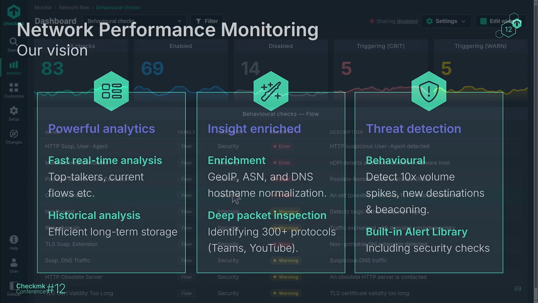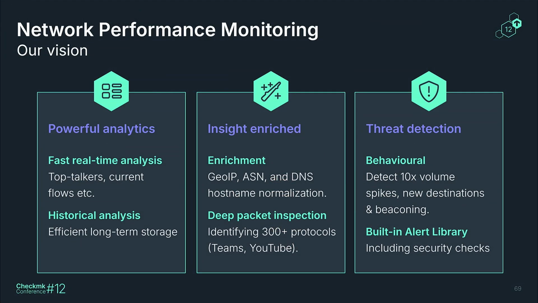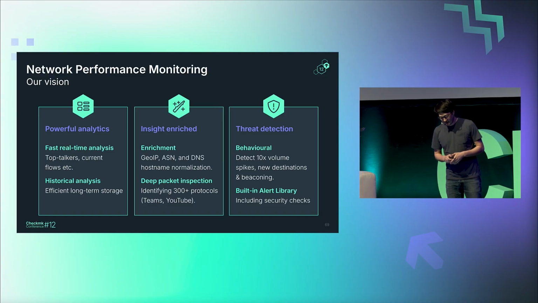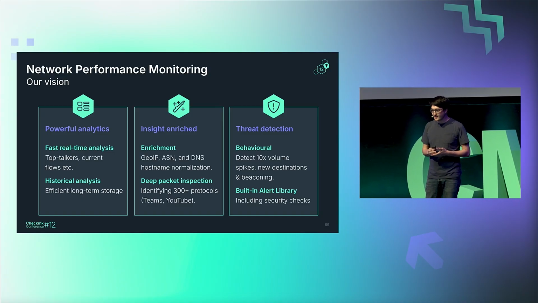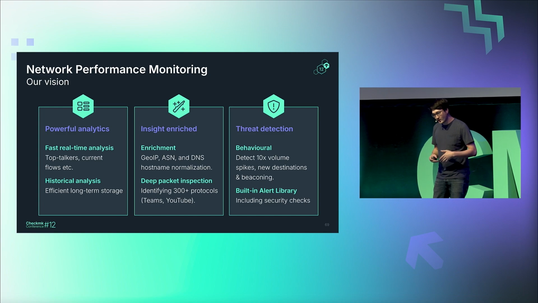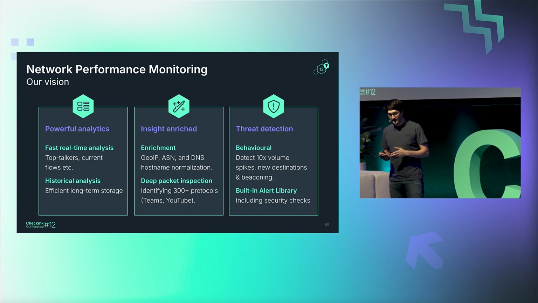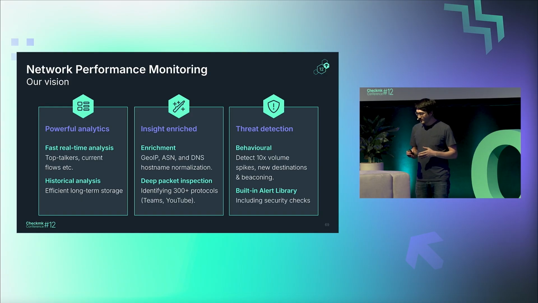So this is a little demo of NetFlow monitoring. And this is what we want to achieve in Checkmk with NetFlow monitoring as well: that you can have all this visibility. That you have the analytics, that you can see in real time what flows are in the network, but you also have historical analysis, that we enrich this information with, for example, geo-IP, so that you can not only have IP addresses, but you can see more where it actually comes from and goes to.